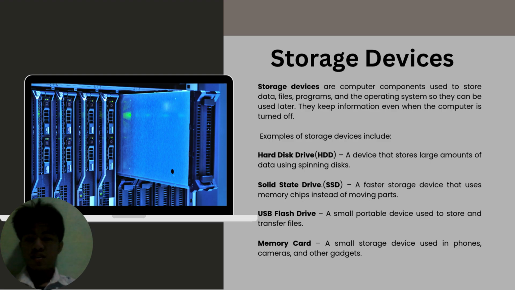Next one is solid state drive, a fast storage device that uses memory chips instead of moving parts. Then next is USB flash drive, a small portable device used to store and transfer files. Next is memory card, a small storage device used in phones, cameras, and other gadgets. But I know there's a memory card for computers too.